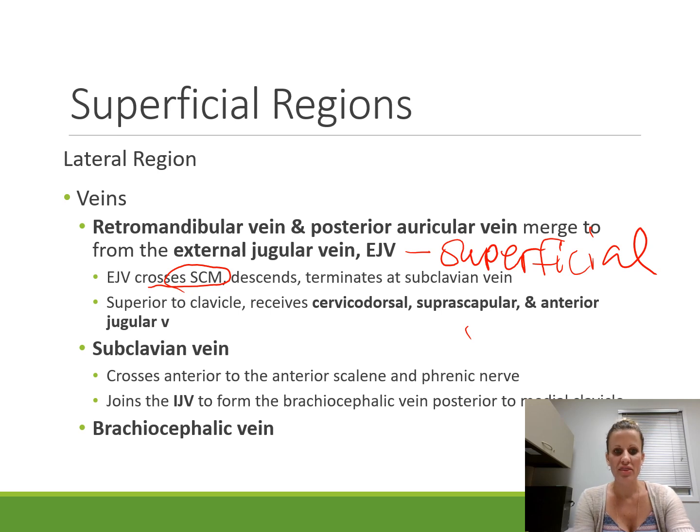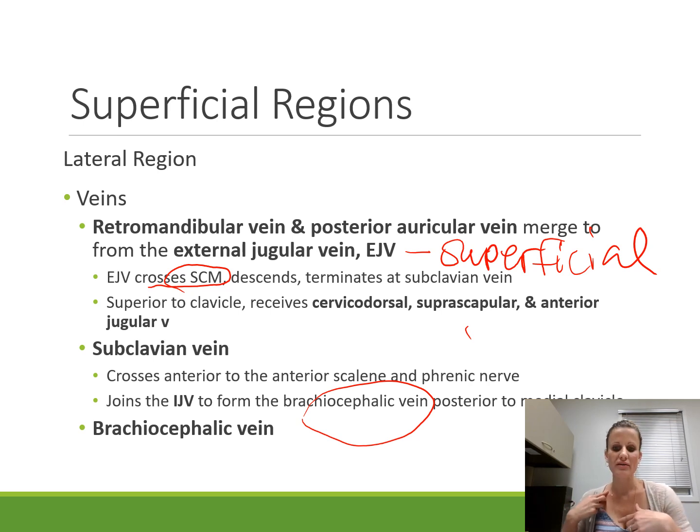So we said that the external jugular vein terminates at the subclavian vein. This subclavian vein crosses anterior to the anterior scalene and phrenic nerve. So it's going in towards the midline, across the anterior scalene and across the phrenic nerve, and then it joins with the internal jugular vein. The internal jugular vein coming down and the subclavian vein coming across unite to form the brachiocephalic vein.